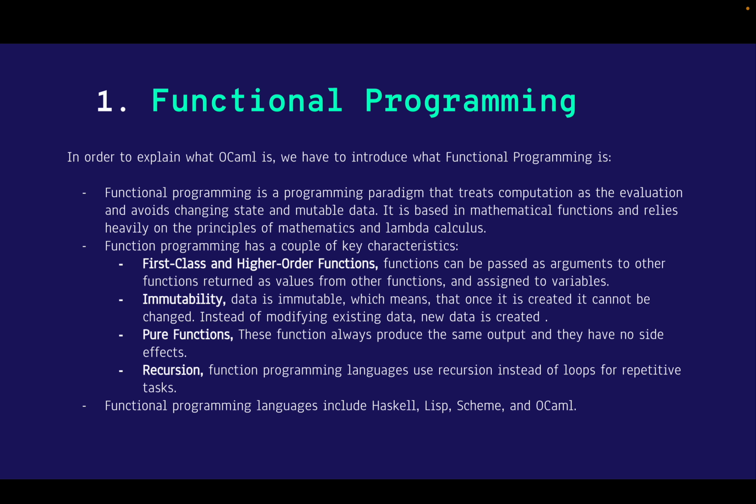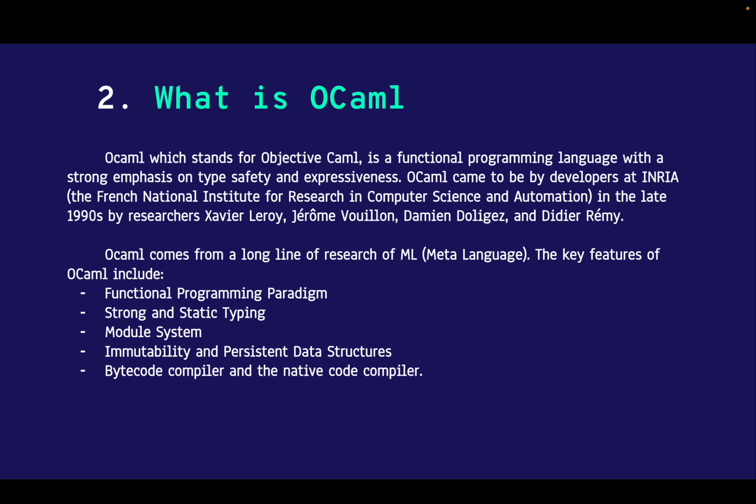Immutability and persistent data structures. OCaml encourages immutability and many of its data structures are persistent, which means updates create new versions of the data structures rather than modifying the existing one. And that gets us back to immutability, which means the same data cannot be rewritten or updated. You have to create new data in order to store that new data. Bytecode compiler and the native code compiler. The native code compiler generates highly optimized machine code, making OCaml suitable for performance critical applications.